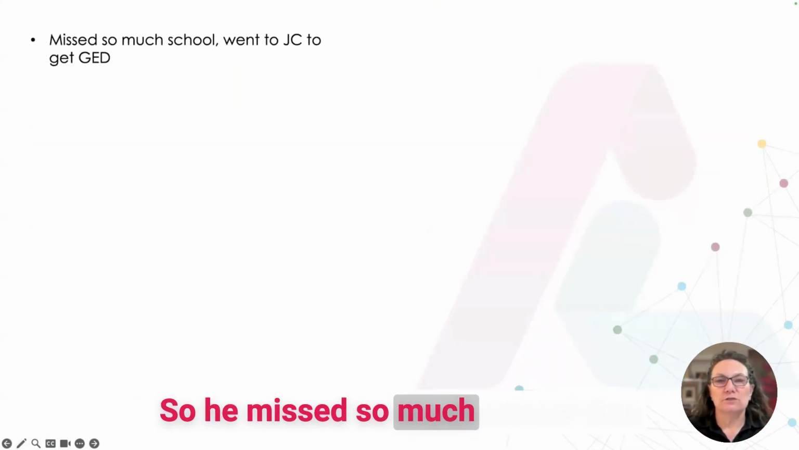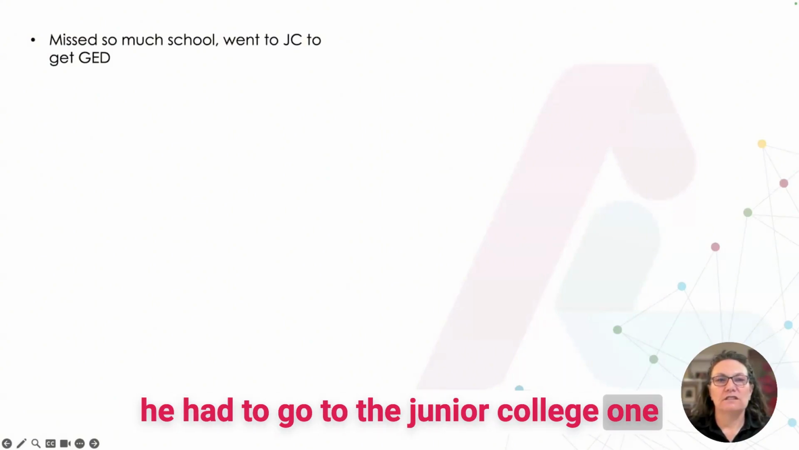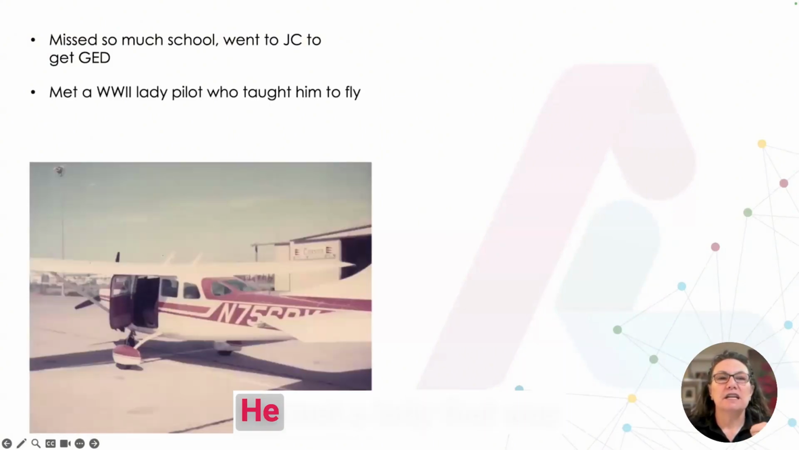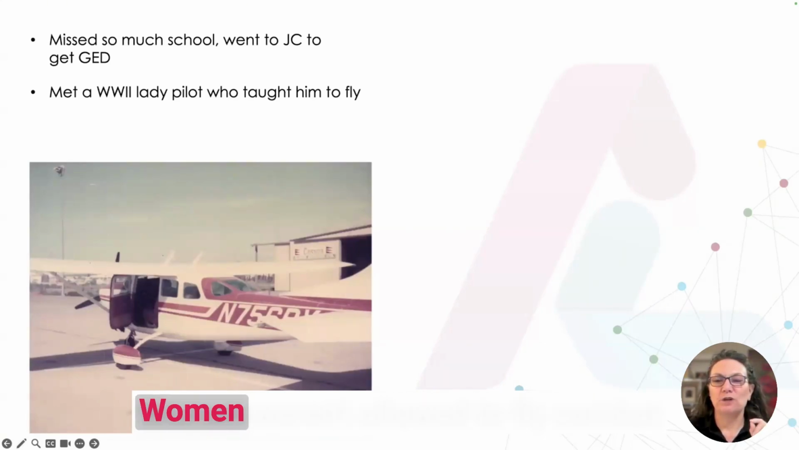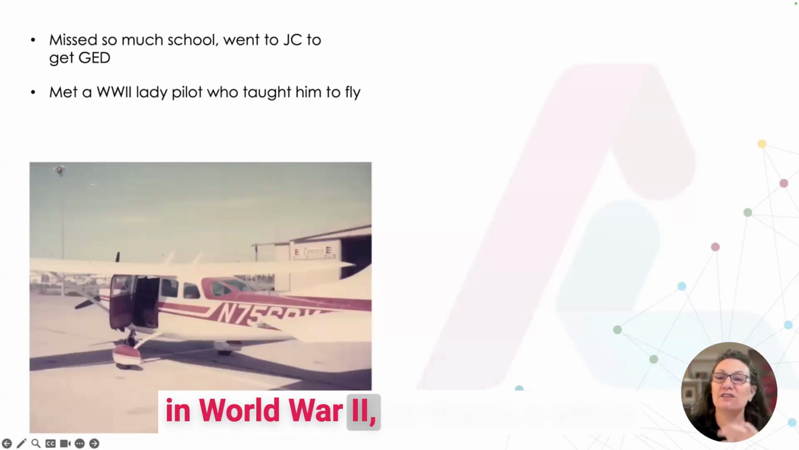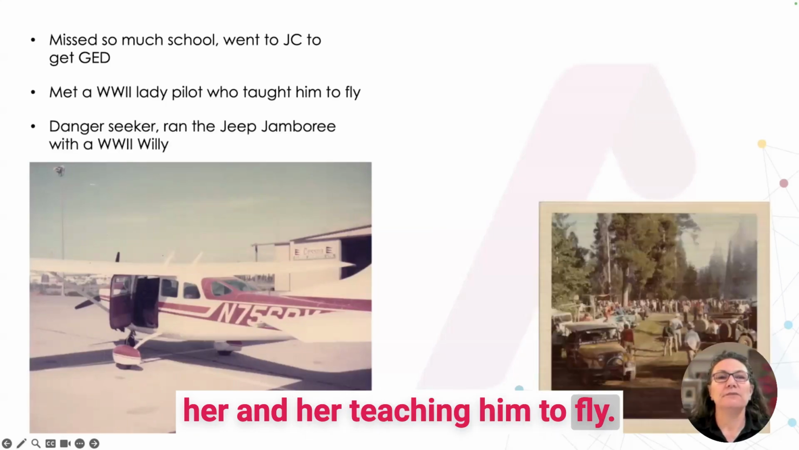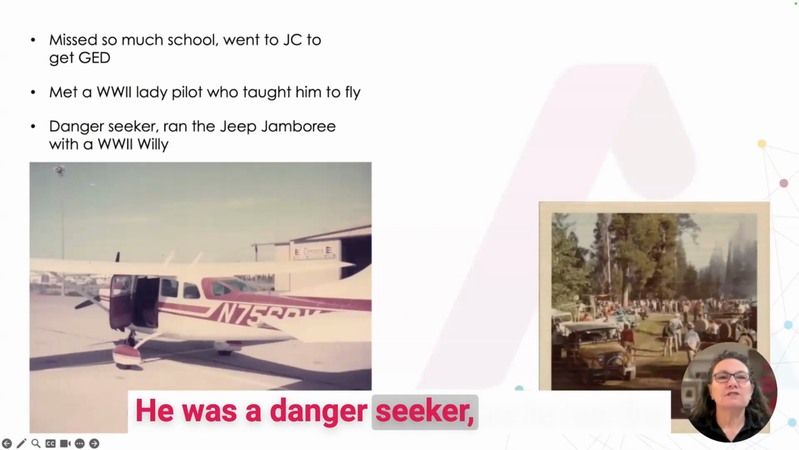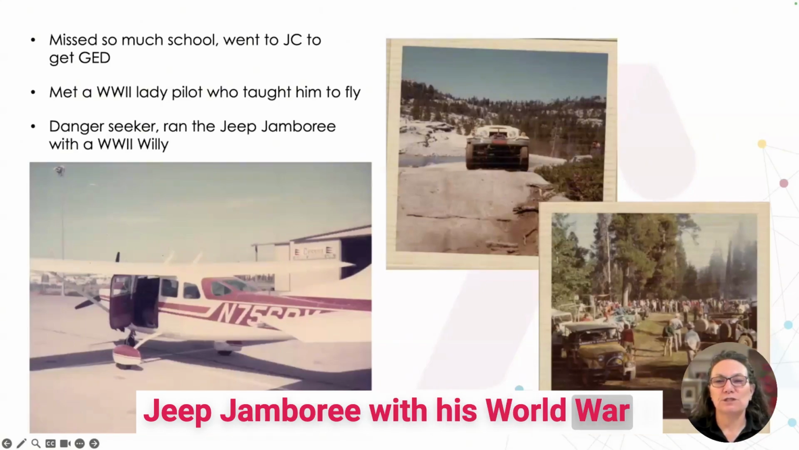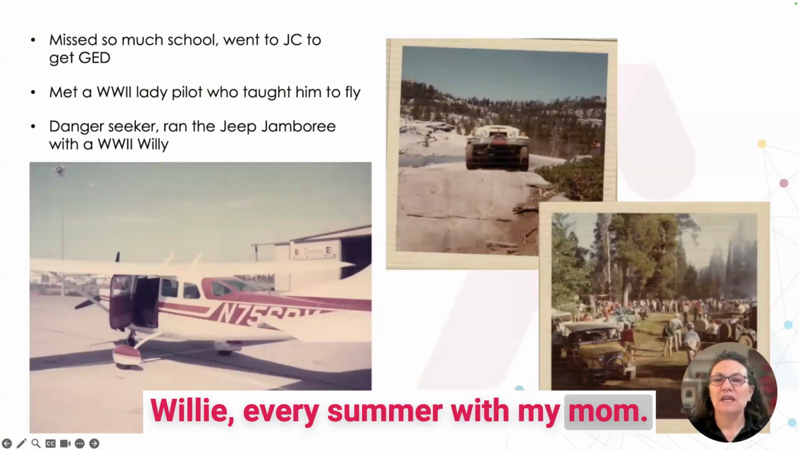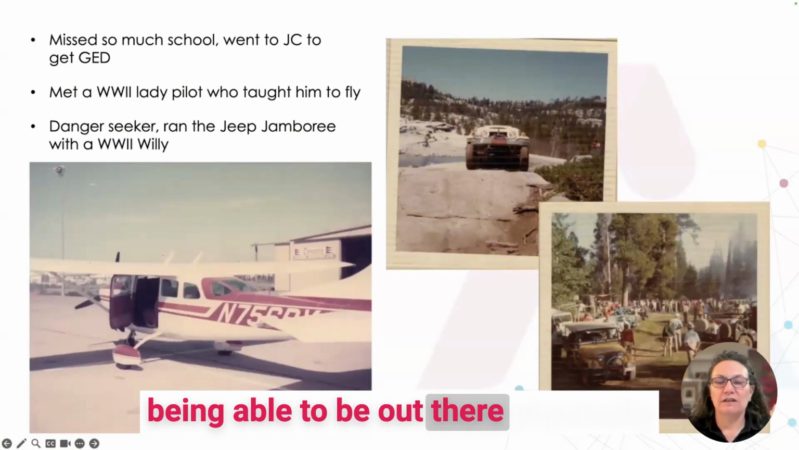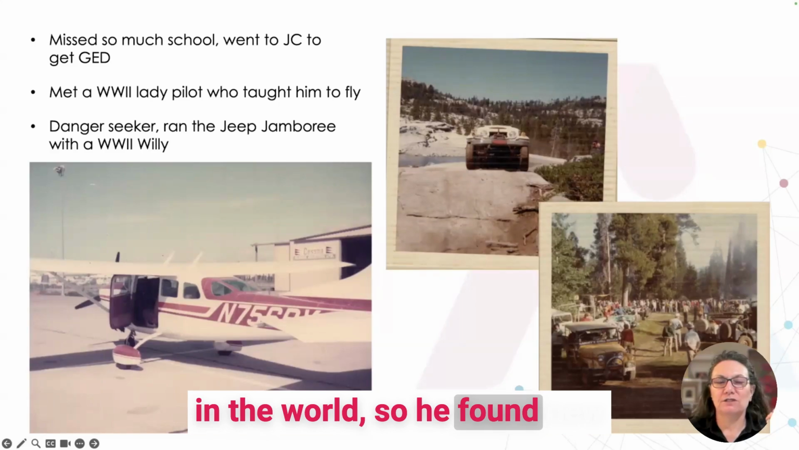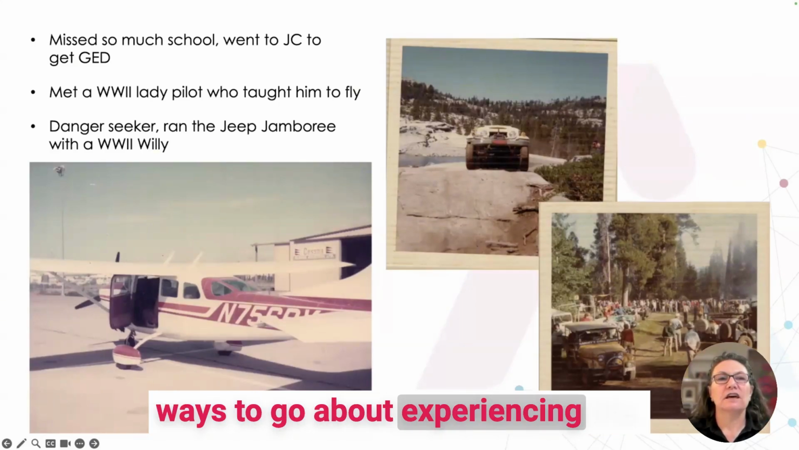So he missed so much school that he had to go to the junior college one summer to get his high school GED. He met a lady that was a World War II lady pilot. Think about that for a second. Women weren't allowed to fly combat in World War II. So there's a whole story behind my father meeting her and her teaching him to fly. He was a danger seeker, so he ran the Jeep Jamboree with his World War II Willys every summer with my mom. That's another layer of my father not being able to be out there physically in the world. So he found new ways to go about experiencing life.